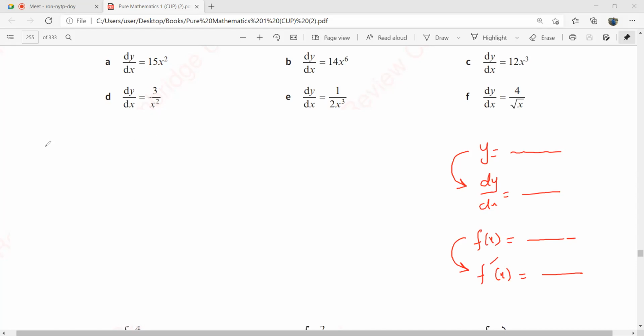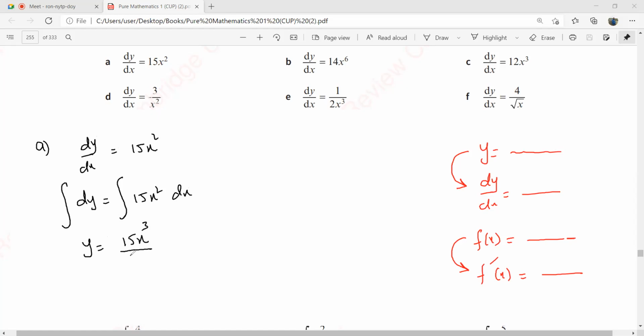You will have to copy down the things. I'm going to do that again. This is dy by dx that is equal to 15x squared. So you will cross multiply. This is 15x squared dx. This side is integrated with respect to y. This side is integrated with respect to x. So this is y is equal to 15x cubed over 3 plus c. And finally, you can write it as 5x cubed plus c. Look at this f part, okay?